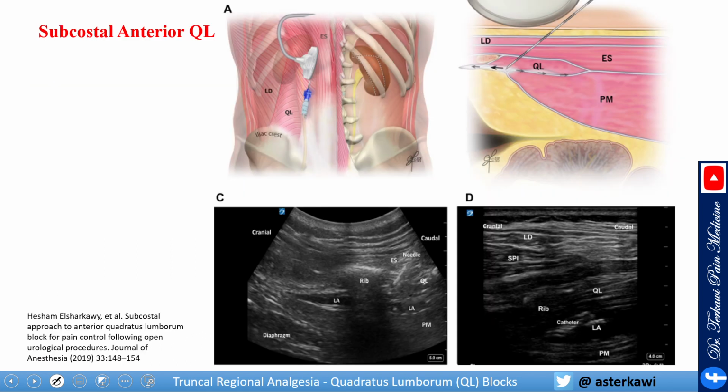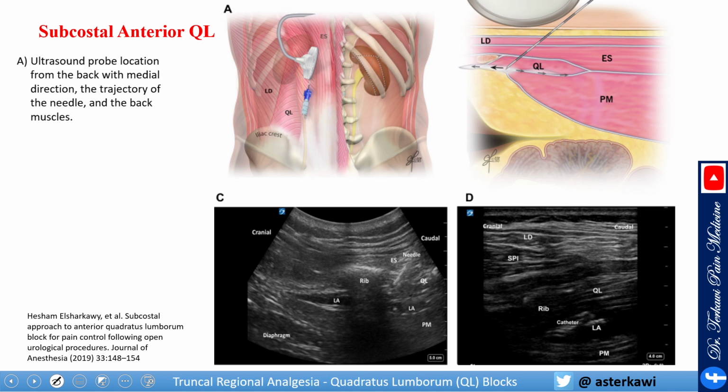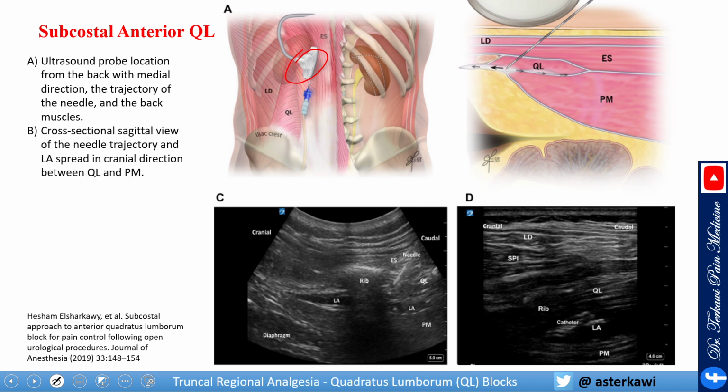Now, there is a newer approach that's recently reported. As far as I know, until I prepared this presentation, there is no clinical trial for this approach. It's called the subcostal anterior Quadratus Lumborum. So as the name suggests, your ultrasound probe will be in the subcostal area in the back, with the caudal end directed lateral and the cephalic end directed medial, as you see in the picture, and you come from caudal to cephalic, and then as you see here in the cross-sectional sagittal view, the needle trajectory.